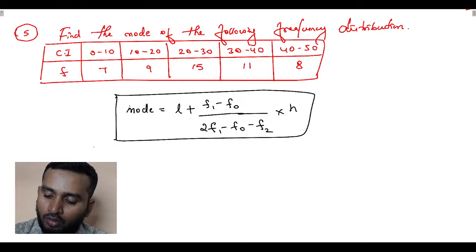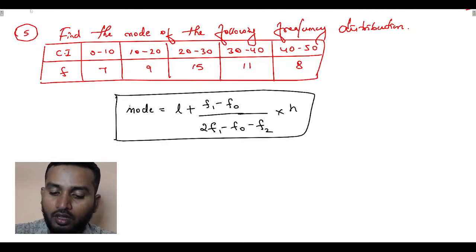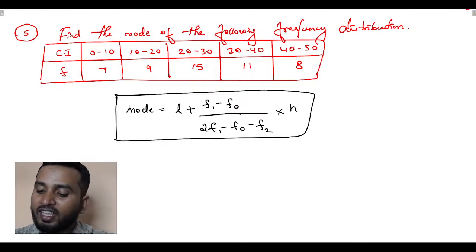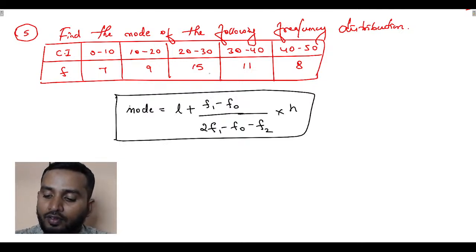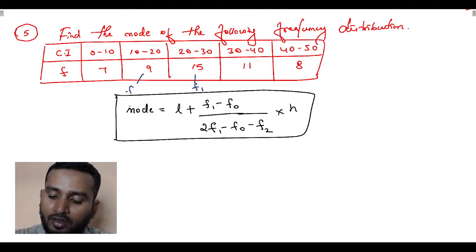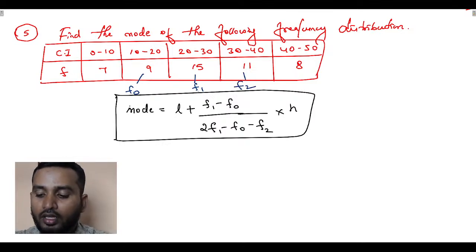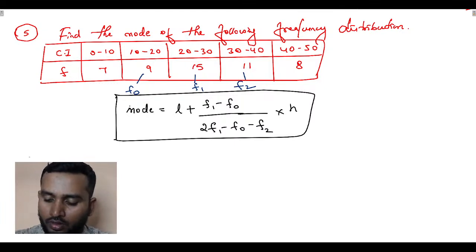Okay. Now, let me find step by step. First value, what we want? F1. In the frequencies 7, 9, 15, 11, 8, which is the bigger number? 15. So 15 is F1. The previous number is F0 and the number after is F2. This is the logic: F1 is the bigger number, the previous number is F0, and the next number is 11. So F1, F0, F2.